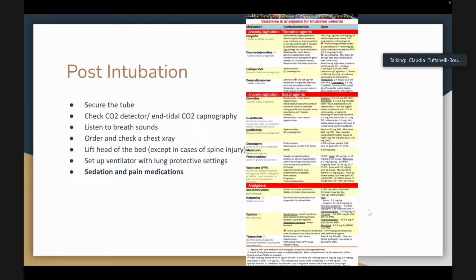Then you're going to secure the tube, listen to breath sounds. You want a chest x-ray. If the patient is able, you can lift the head of the bed if they don't have spine injuries, and then set up the ventilator.